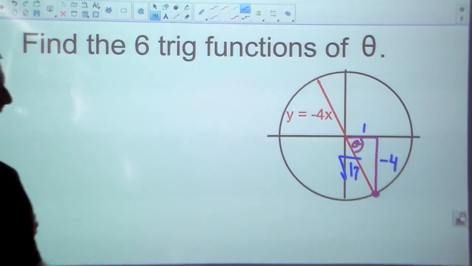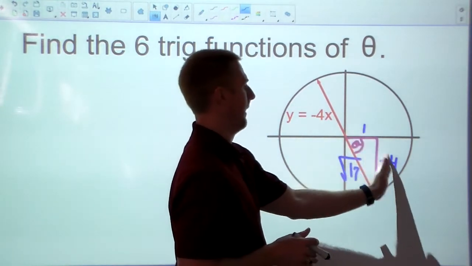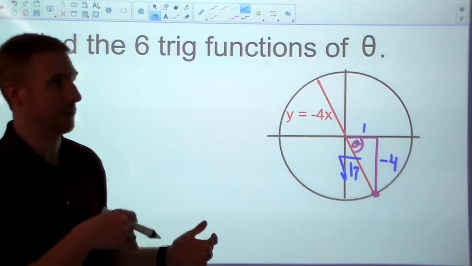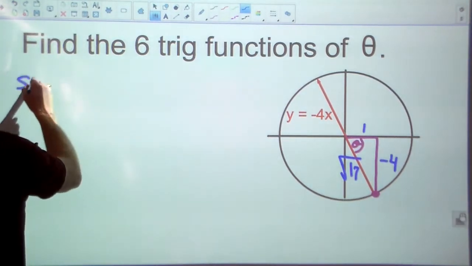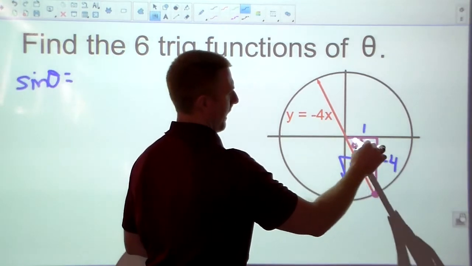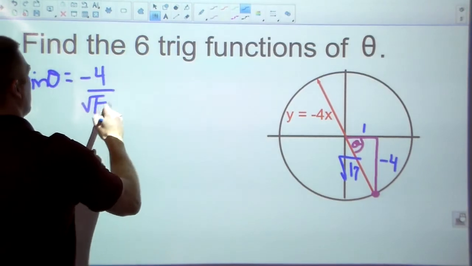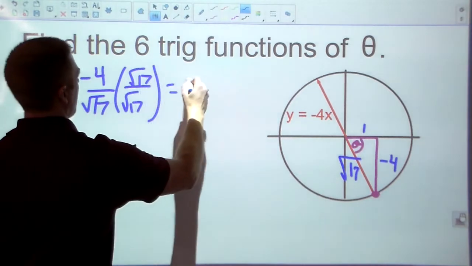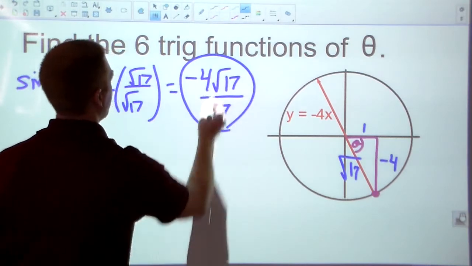So let's find the 6 trig functions for that angle. And keep in mind, when you do the signs like this, you don't have to worry so much about where everything ends up. You don't have to worry about whether sine's negative here or tangent's negative here, things like that. So let's start with sine. Sine of the angle: what's across from that is -4, and square root of 17 would be the hypotenuse. And we're going to rationalize. So -4 times the square root of 17 over 17. That's our sine value.